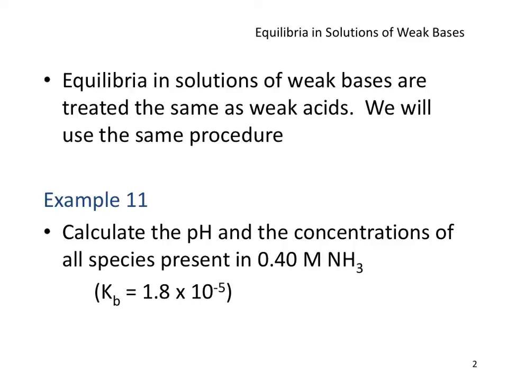Okay, let's take a look at an ICE problem. The question is: calculate the pH and the concentration of all species present in 0.40 molar ammonia. The Kb value is provided as 1.8 times 10 to the power of negative 5. Write that down. So our initial concentration given is 0.4 molar ammonia, and your Kb value is 1.8 times 10 to the power of negative 5.